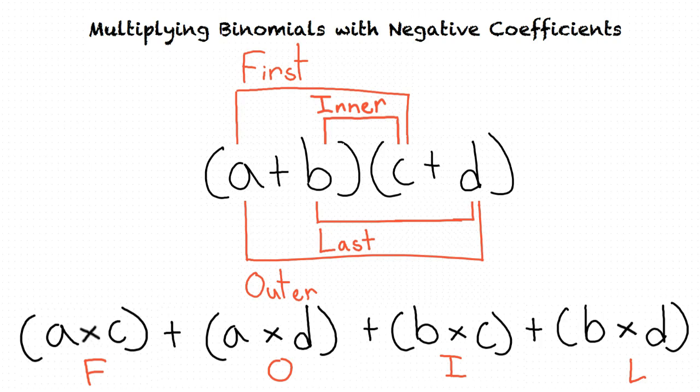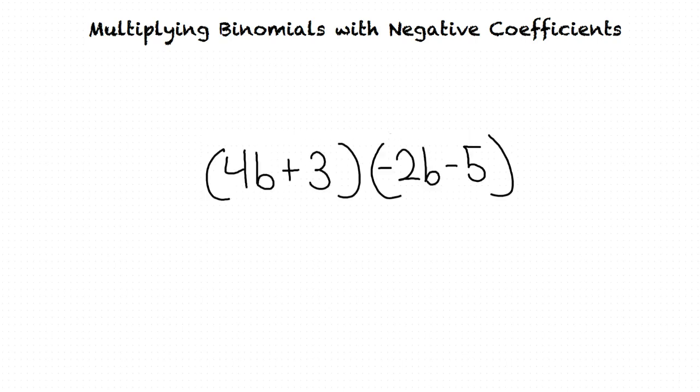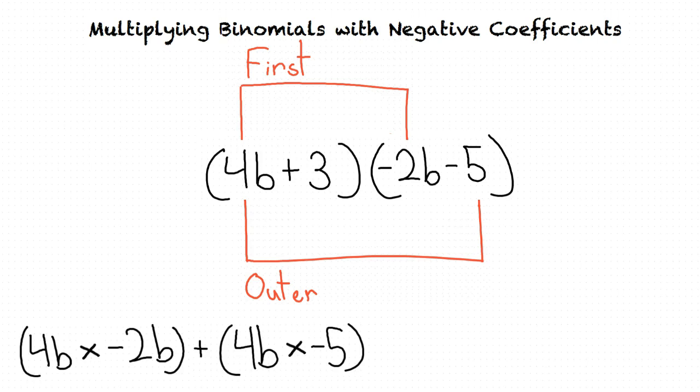I'm starting to understand how the FOIL method operates, but how could we apply the method to our problem? Well, let's go back to our original problem and apply the FOIL method. With our set of binomials 4b plus 3 times negative 2b minus 5, we first multiply the first two terms of our binomials, which are 4b and negative 2b. This results in 4b times negative 2b. We then multiply our outer terms together, which are 4b and negative 5.